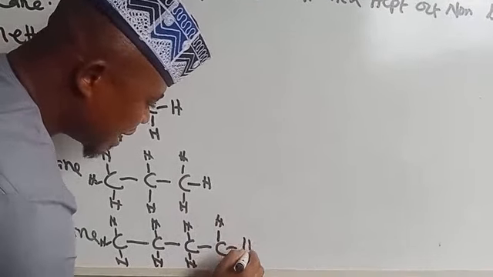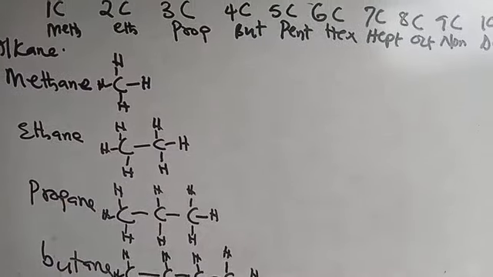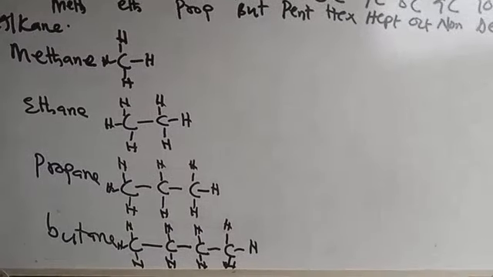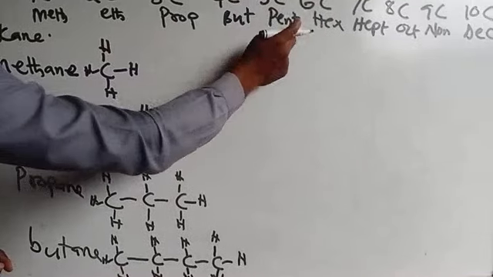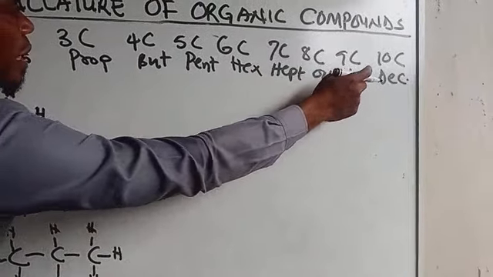Make sure you are maintaining the 4 bonds for carbon per time. It should not be more, it should not be less. And that is what? This is your butane. And so if you have 5 carbon, it's pentane, hexane, heptane, octane, nonane, decane for 10 carbon, and like that.